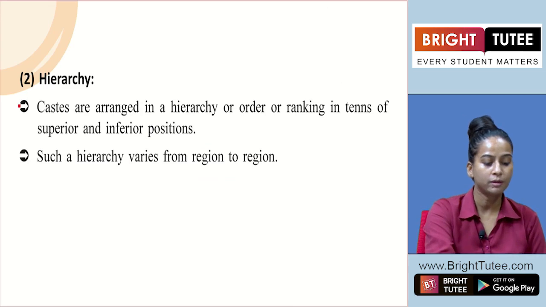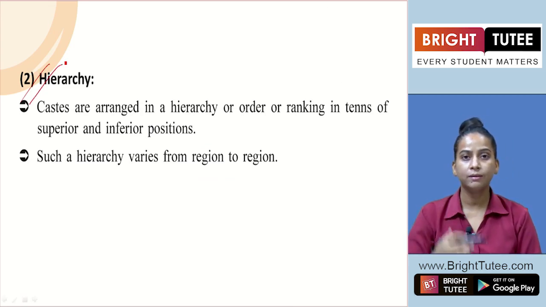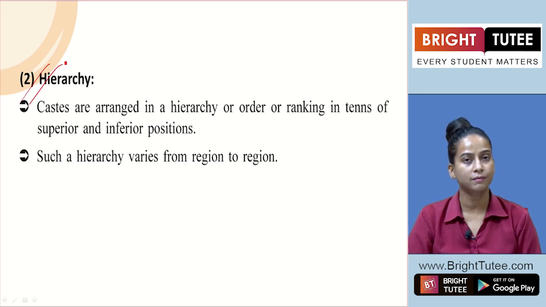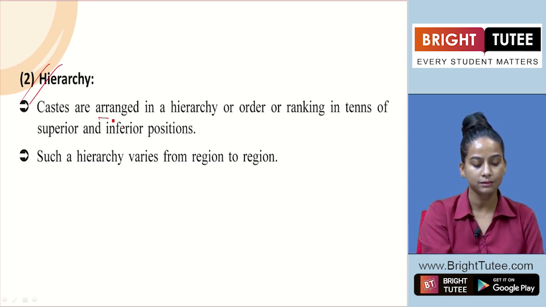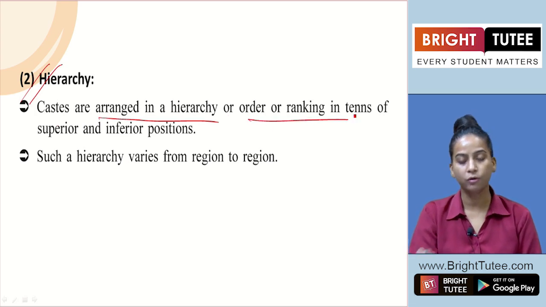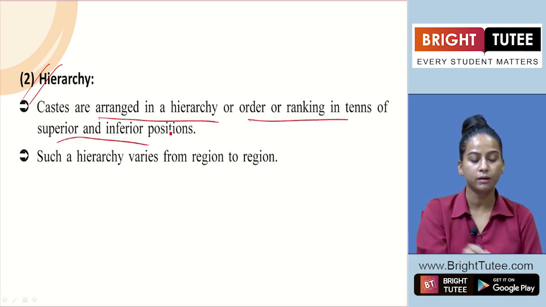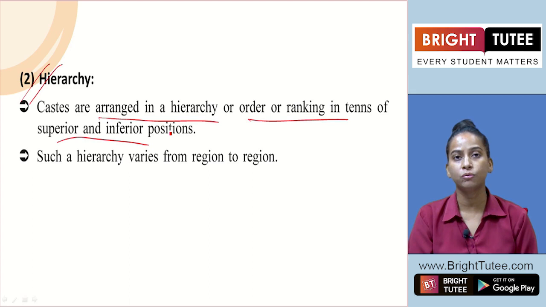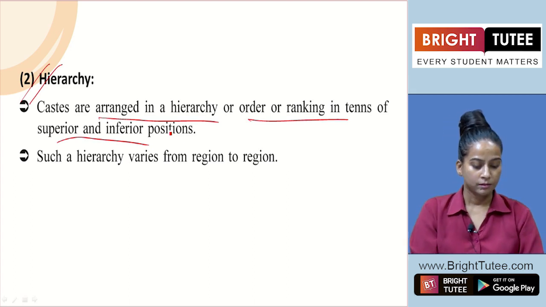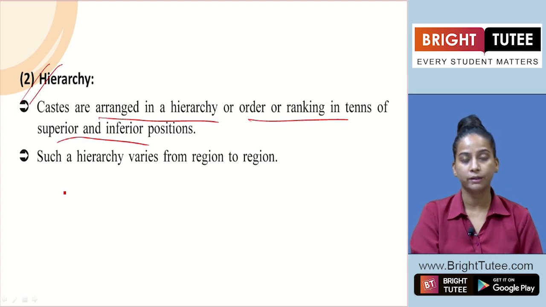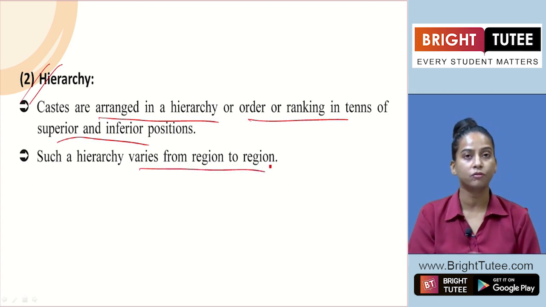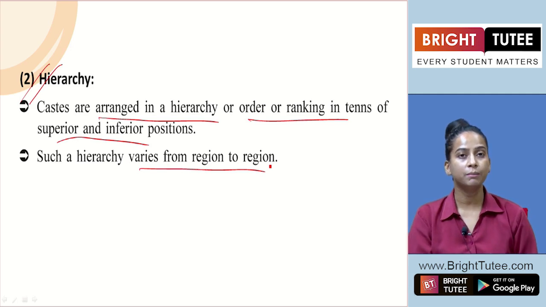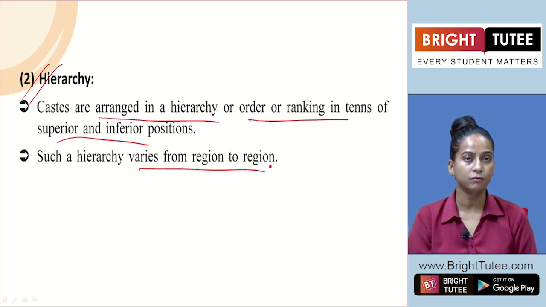Next he talked about the hierarchy, where he mentioned the levels of caste division. According to him, castes are arranged in a hierarchy or order or ranking in terms of superior and inferior positions, which is very well visible in the Hindu caste system. Such a hierarchy or ranking varies from region to region. It is not the same everywhere. Different perspectives could be seen in different areas based on the different caste systems prevailing in any society.